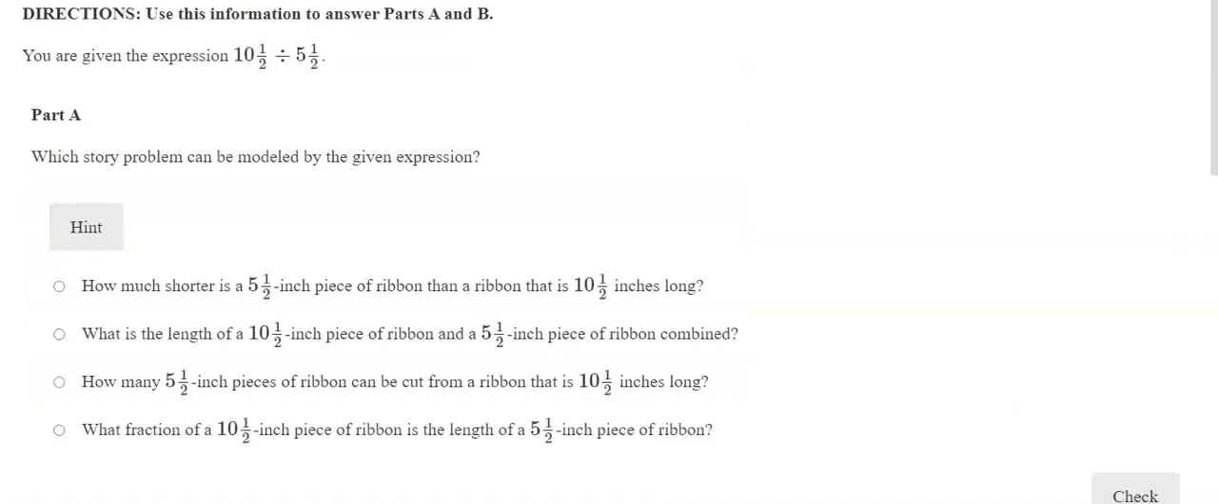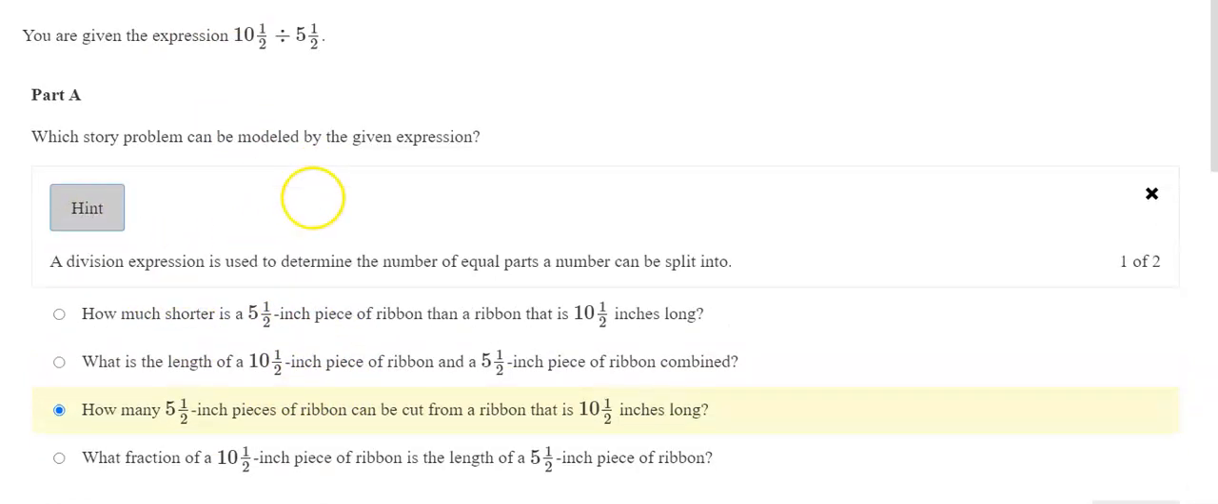You're given the expression 10.5 divided by 5.5. Which story problem can be modeled by the given expression? So we have to figure out which one we are going to use. So I'm leaning towards this one right here. How many 5.5-inch pieces of ribbon can be cut from a ribbon that is 10.5 inches long? Well, that's the one we're going to choose because that's the answer.